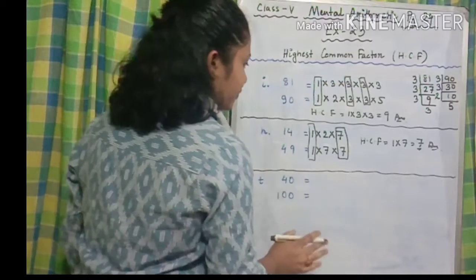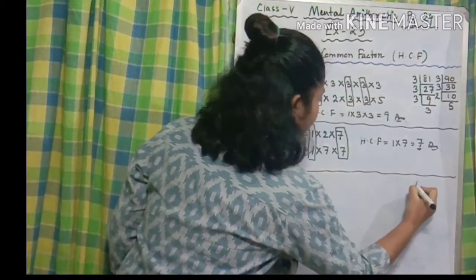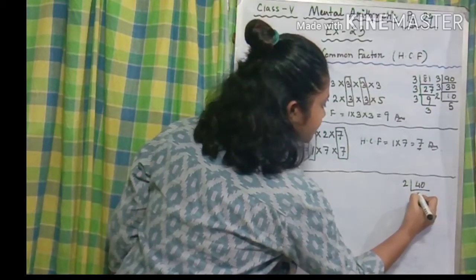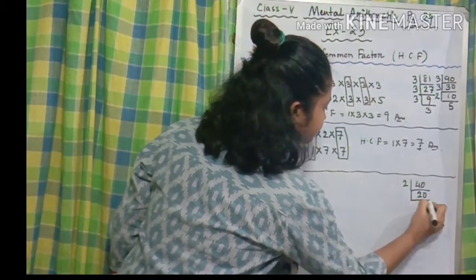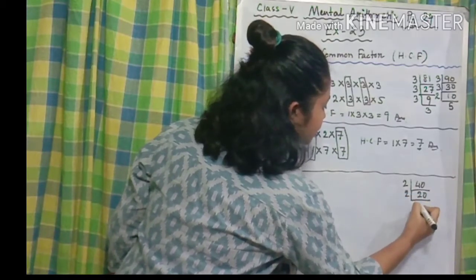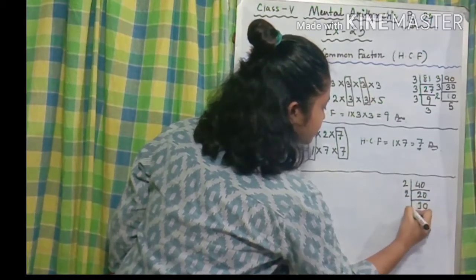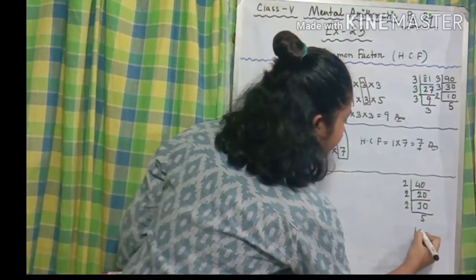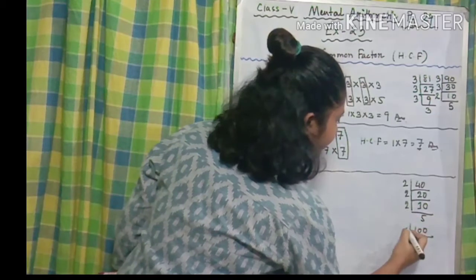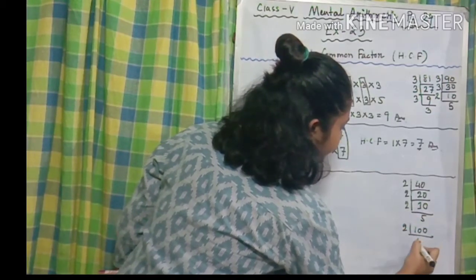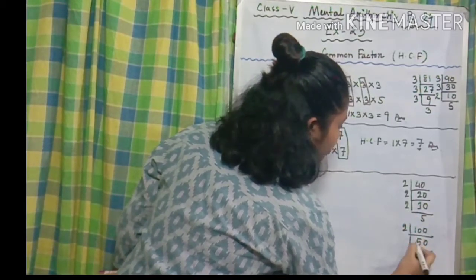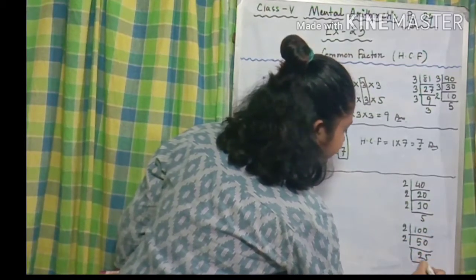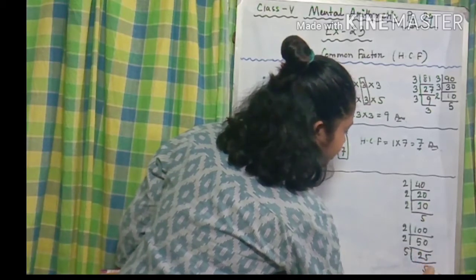Now coming to the last one, that is 40. So let's divide it by 2. 2 2s are 4, 2 1s are 2, so 2 10s are 20, 2 5s are 10. Now split 100 once again. We can write it down later. So 2 5s are 10 and 0 coming down. 2 25s are 50 and 5 5s are 25.